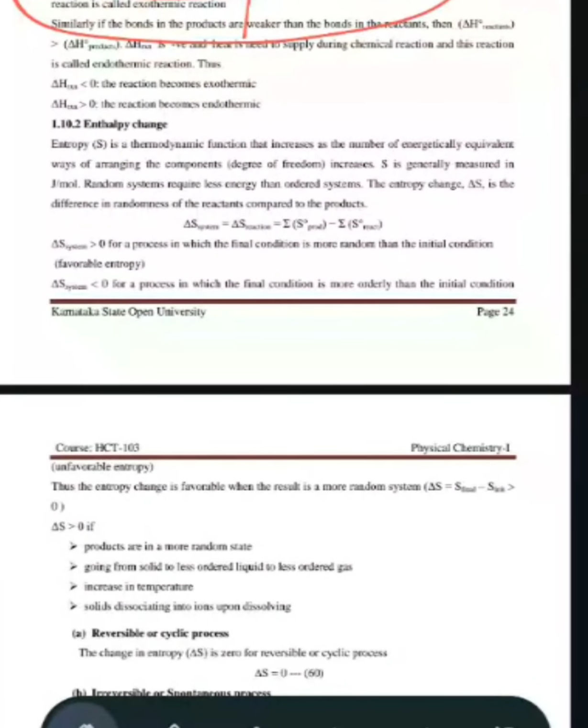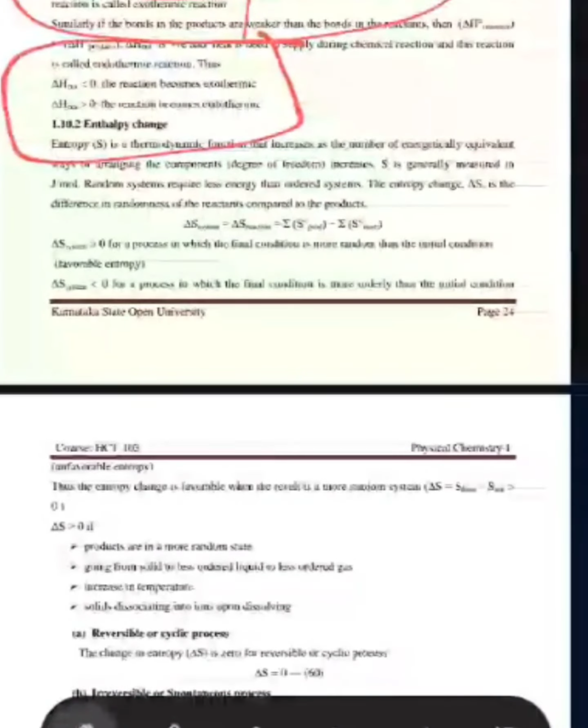And next, if delta H reaction is less than 0, the reaction is an exothermic reaction. If delta H is greater than 0, this is also very important, to know whether the reaction is exothermic or endothermic. It can be calculated using enthalpy. So for enthalpy, we are going to calculate delta H as product minus reactant. If delta H is less than 0, then it is an exothermic reaction. If delta H is greater than 0, it is an endothermic reaction.